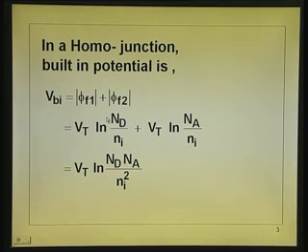If the materials are same and no notch, you would have got Vt log Nd by Ni, that is the difference between the Fermi level and the intrinsic level, and this is in the P region. Total built-in potential would be equal to Vt logarithm of Nd into Na by Ni squared. So, depending upon relative magnitudes of the doping concentrations, you have the built-in potential.